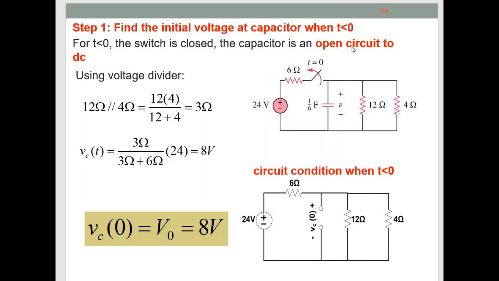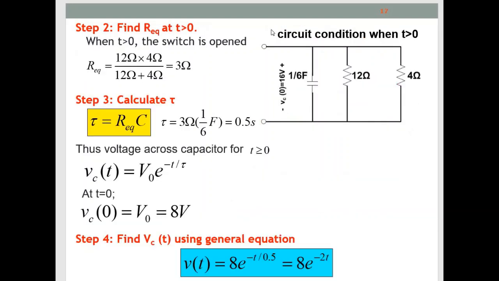Here you can see the same steps as what I've explained. This one is just a longer statement, but for t less than 0, find the V naught here, which is 8 volts. This is how the circuit is transformed. Next, for t more than 0, you need to find the R equivalent, and from the R equivalent you can multiply with C, you will get the tau and directly insert back into these equations.